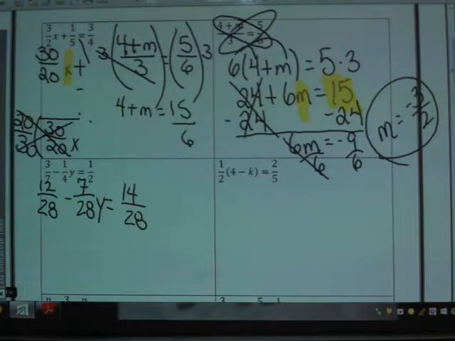Now, here comes the shortcut. This is the first time we've seen this in the presentation. What you want to do is, once you have a common denominator, simply multiply the whole line by that denominator.